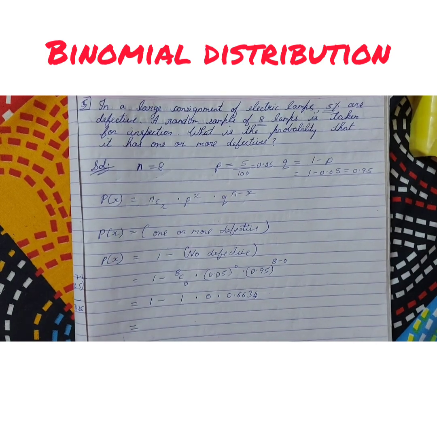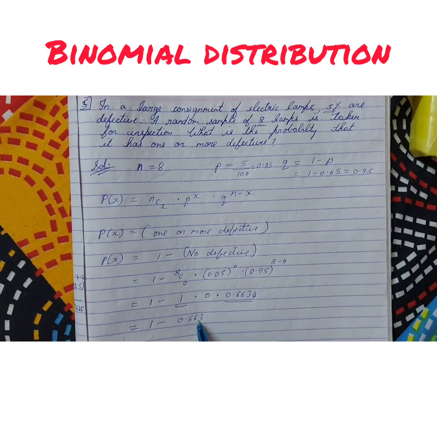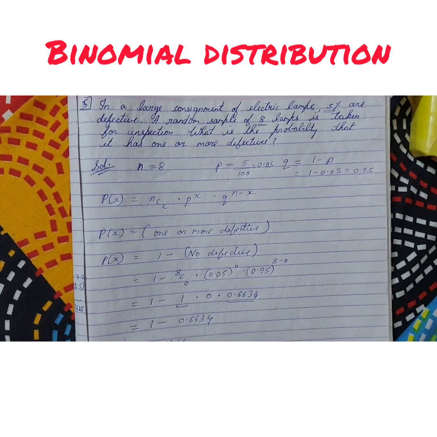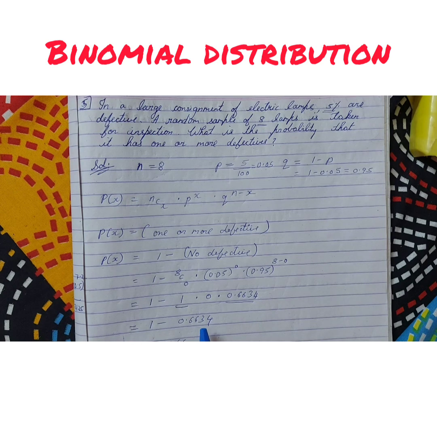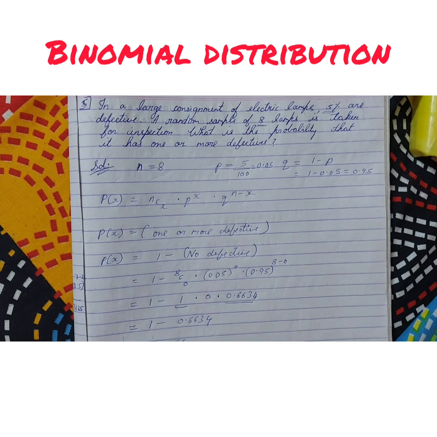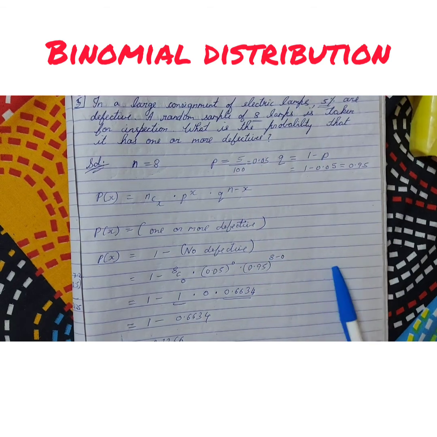So after multiplying, 1 minus 1 into this number, we get the same number 0.6634. After deducting this from 1, we get 0.3366. So this is the answer. Straight away I have done the simplification, 0.05 raised to 0, because in previous problems I have calculated all this in detail. So now you all must have understood how to calculate. I have shown the calculation directly here, 1 into this. So this is the answer for your fifth problem in this video.